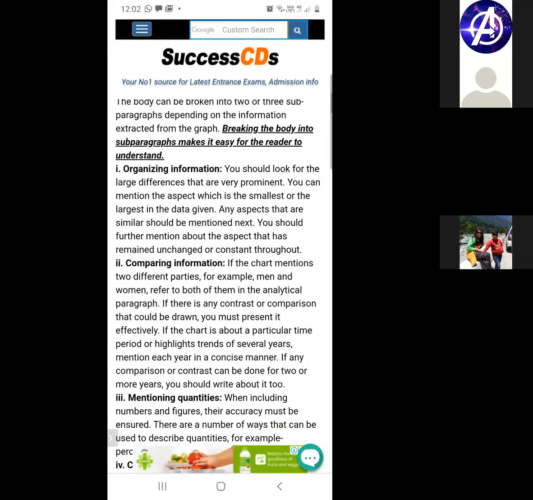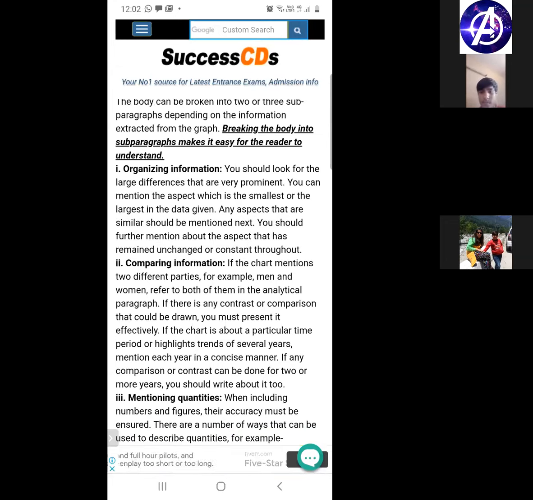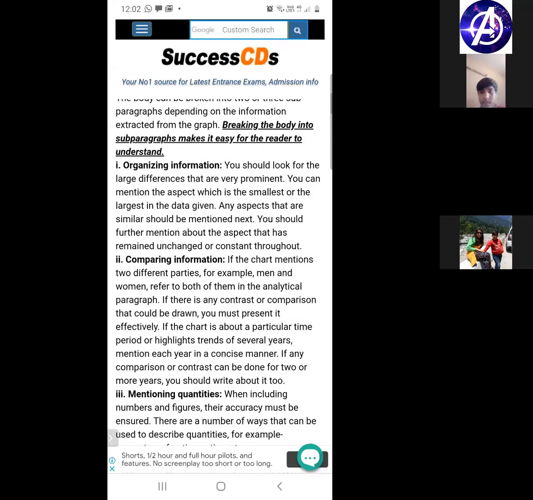Let's start with organizing information. You should look for the large differences that are very prominent. You can mention the aspect which is the smallest or the largest in the data given. Any aspects that are similar should be mentioned next. You should further mention the aspect that has remained unchanged or constant throughout.